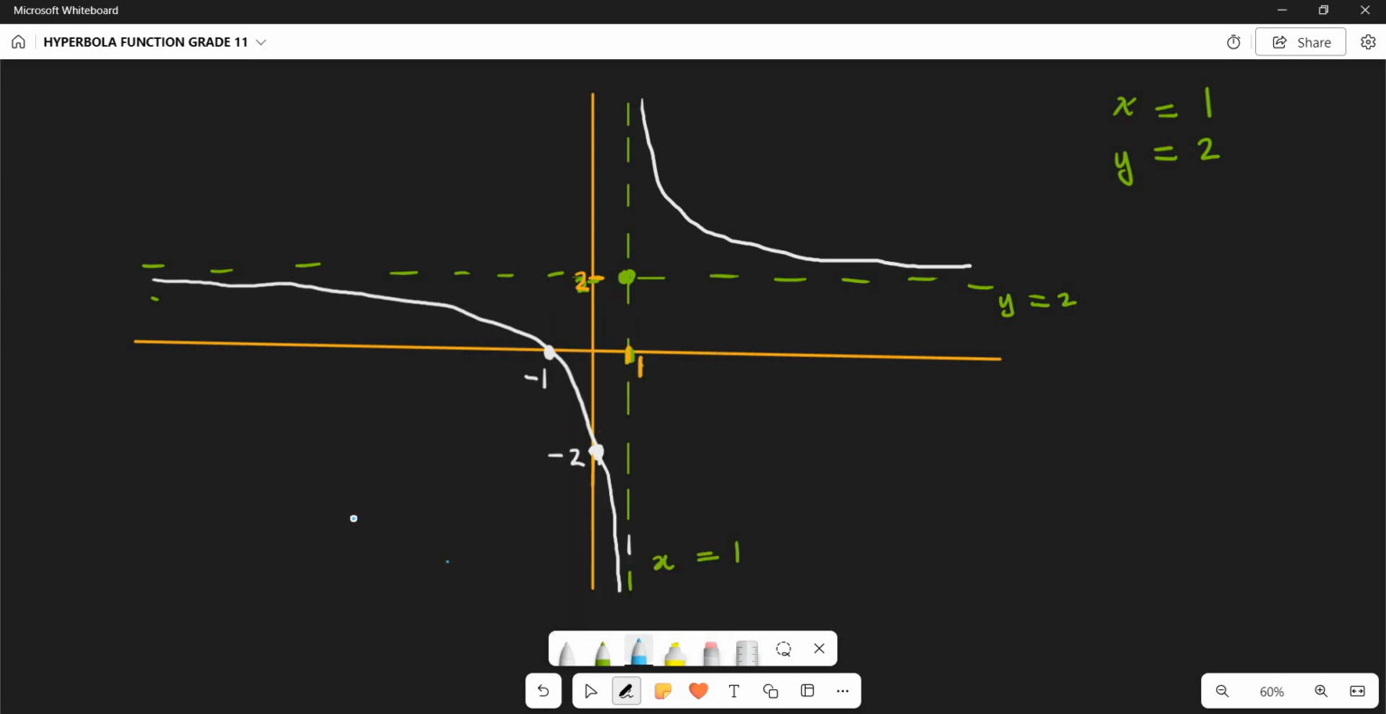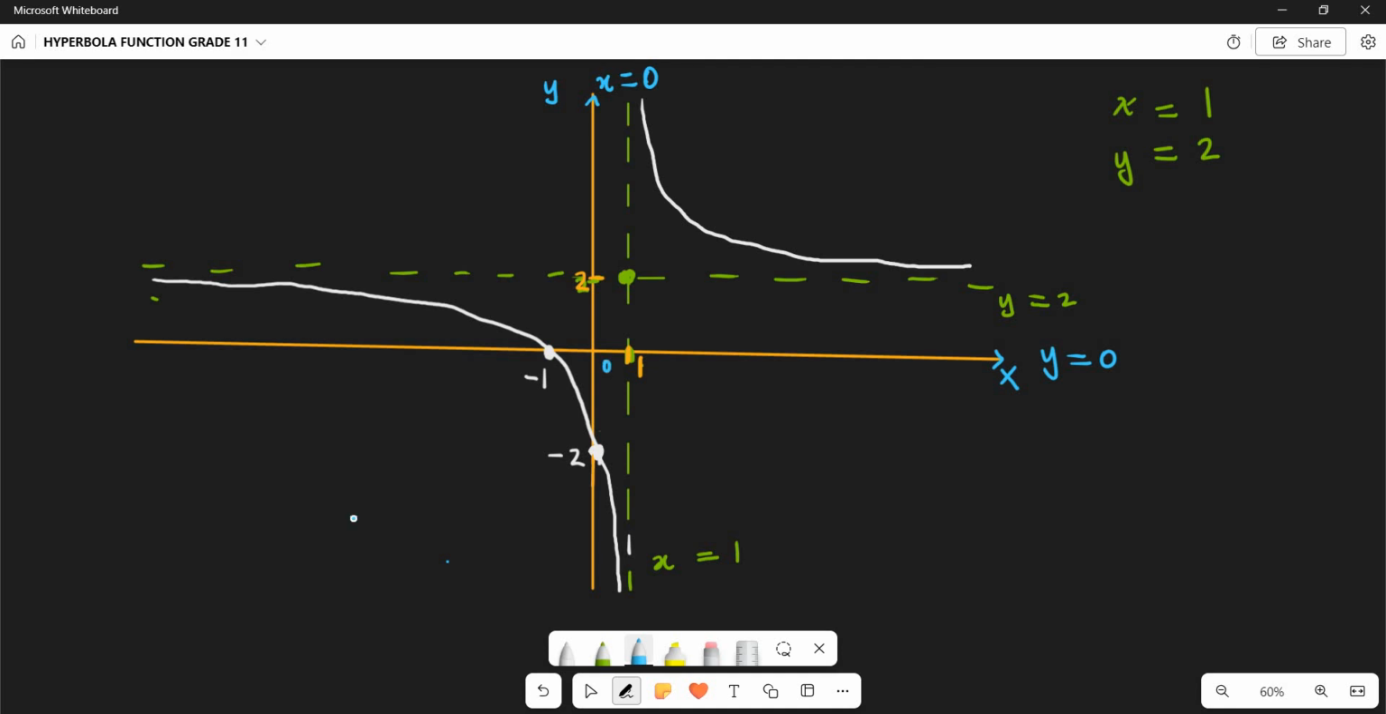Now this is your x-axis, and here that's where y is 0. This is your y-axis, and that's where x is 0. So we can call this line x is equals to 0 and y is equals to 0, just like that.